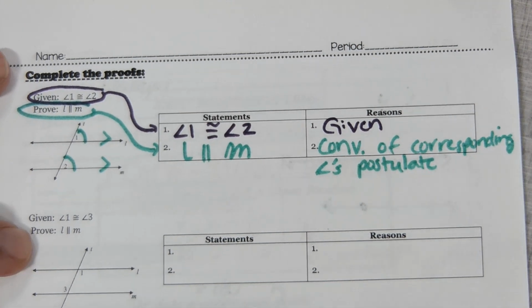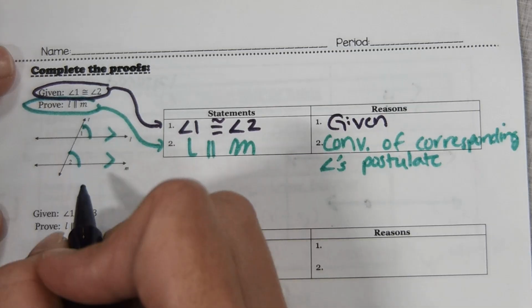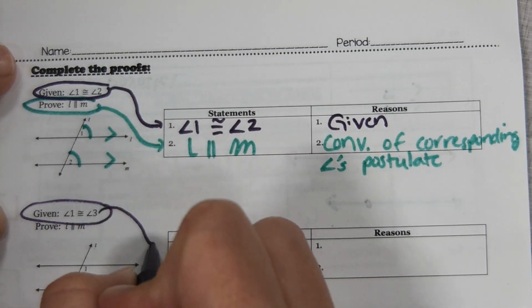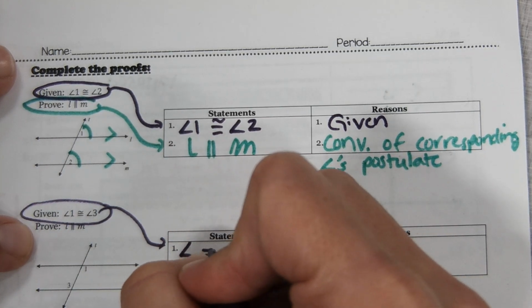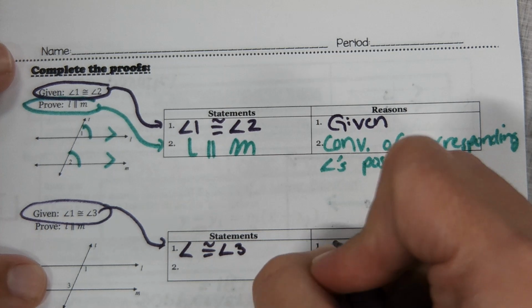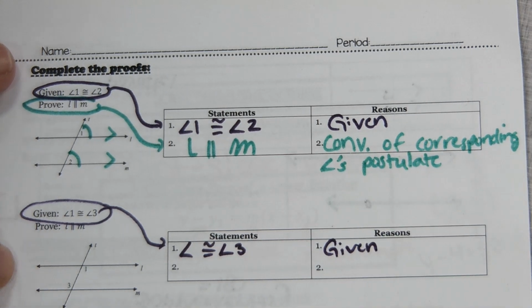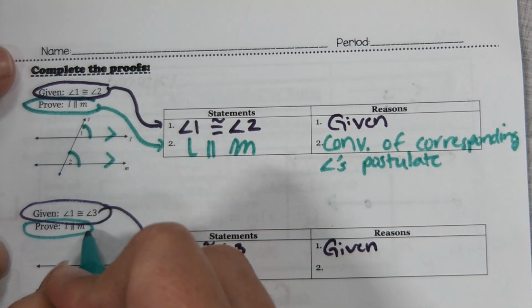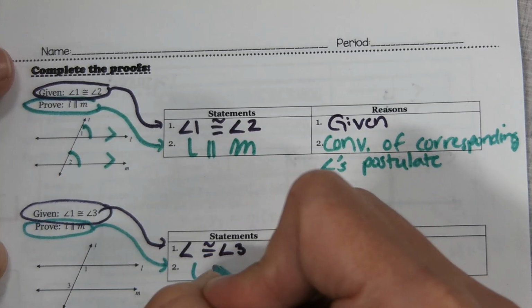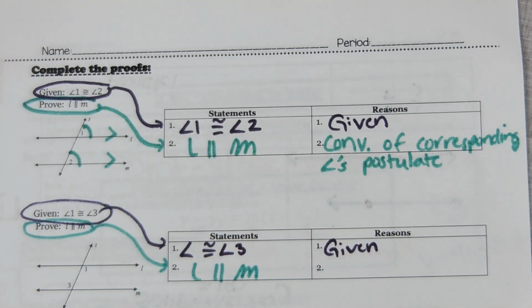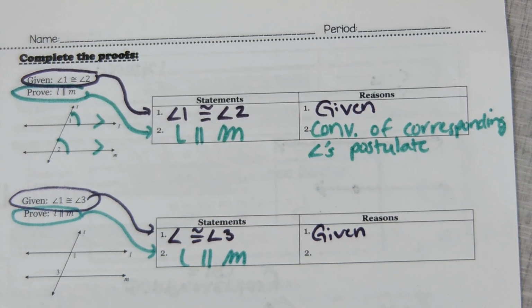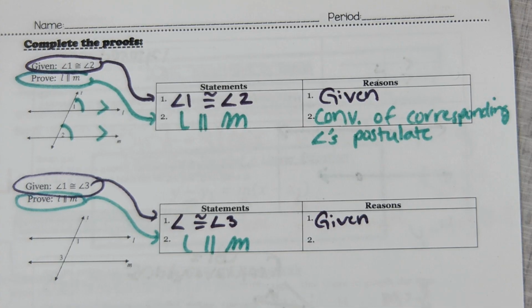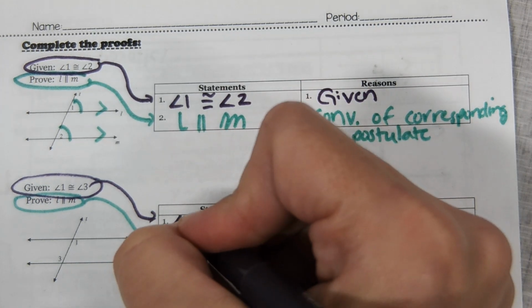Okay, the next one, we're going to do the same exact thing. Fill in the given first, just easy points to get that right. Angle 1 is congruent to angle 3. Reason given. And then the proof statement goes in the last line. L is parallel to M. Oh, I need a 1 here.